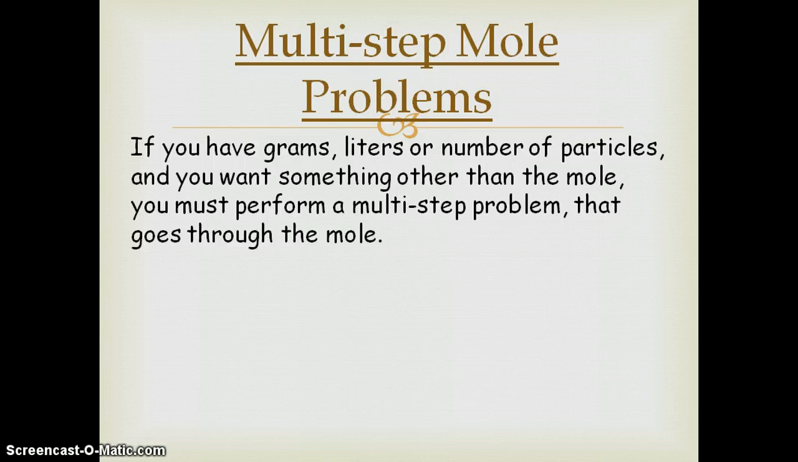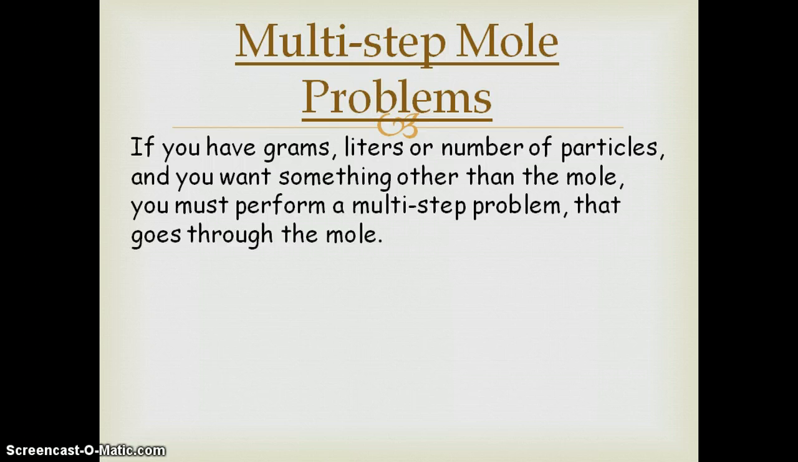So the whole idea is if I want to go from grams to liters, then I need to go grams to moles to liters, because I have a conversion factor for grams to moles and I have a conversion factor for moles to liters. What I don't have is a conversion factor that goes directly from grams to liters. So if I want to go grams to liters, I need to go grams to moles and then moles to liters.